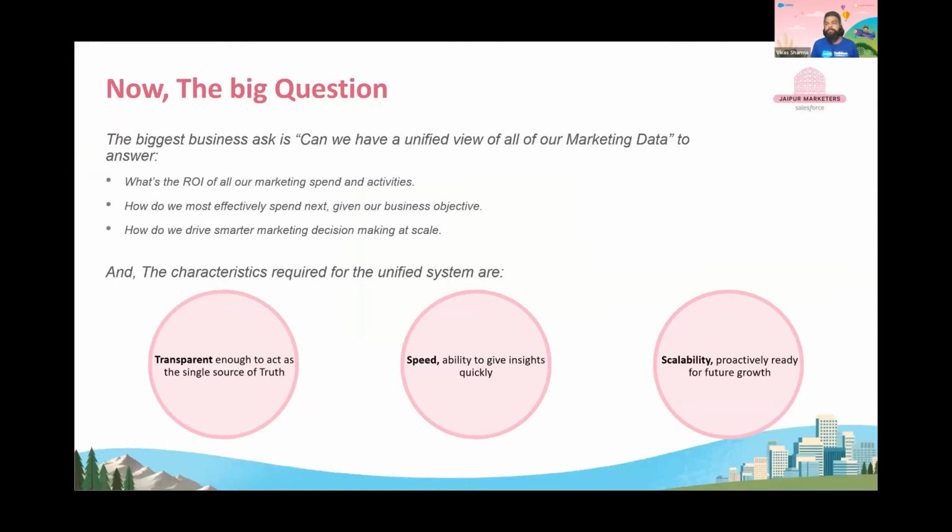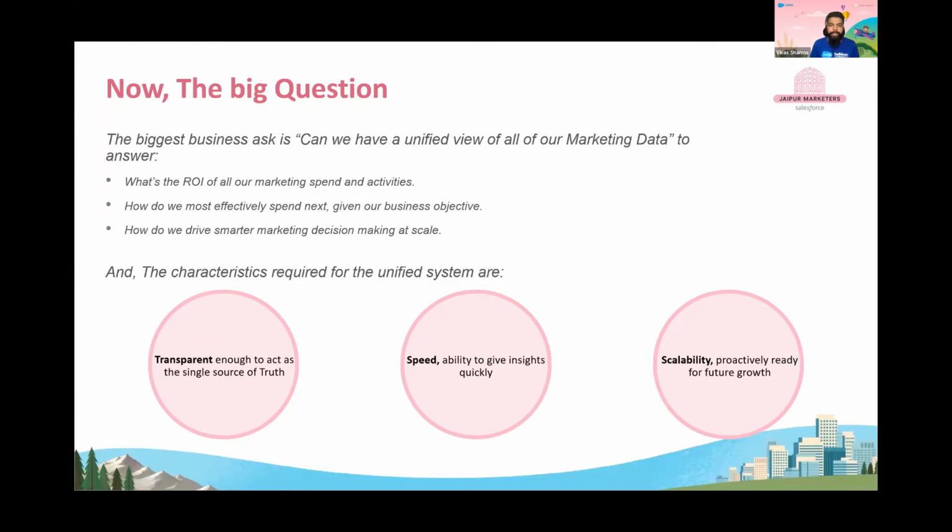Now the big question. With all these channels a marketer is dealing with, the biggest business ask is, can we have a unified view of all our marketing data? A typical B2B company is dealing with, let's say, 30 or 40 channels, and a typical B2C business is dealing with, let's say, 50 or 100 channels. So can we give a unified view of all the marketing data?